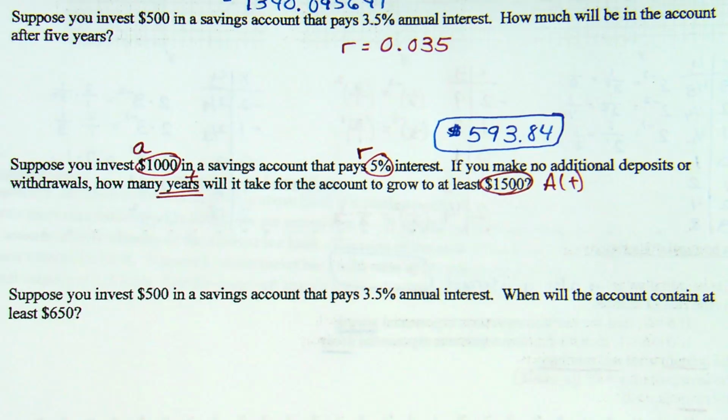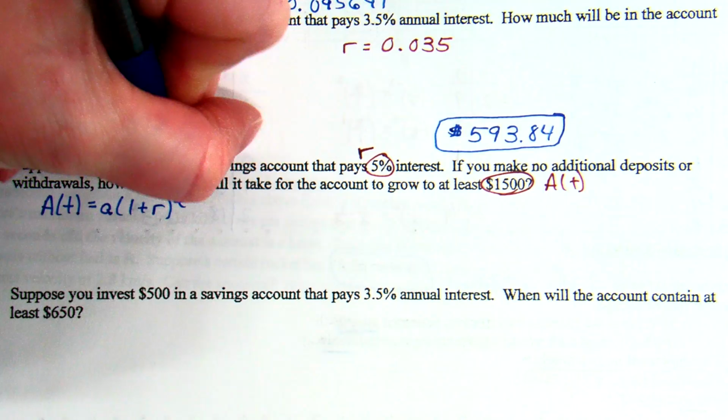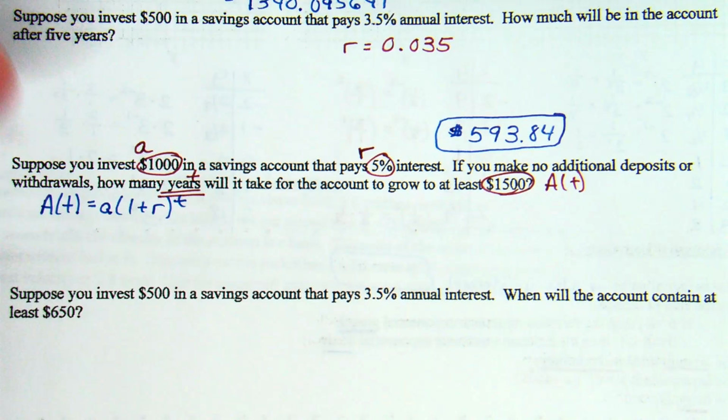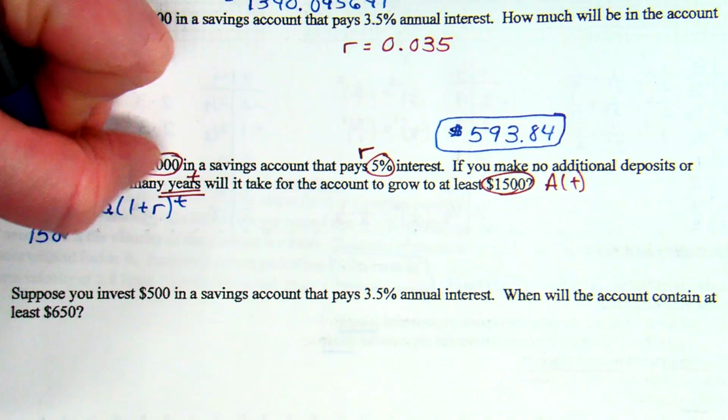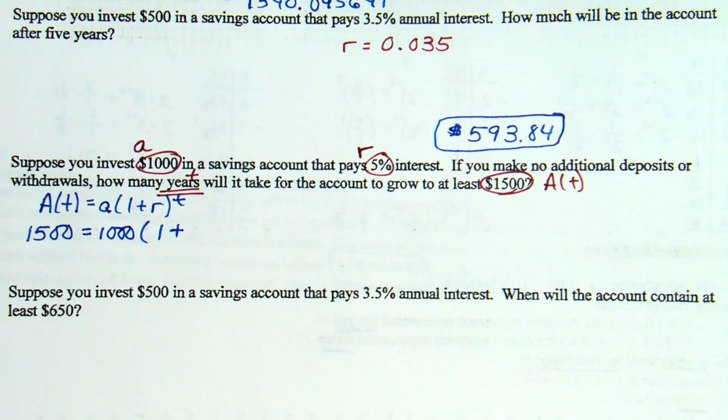Now, as we go through this chapter, one of the things we're going to learn is how to solve an equation like this. You'll see when we get here in a moment, we don't really have a good way to solve it right now. So let's set up this equation. A of t equals A times 1 plus R raised to the t. Let's fill in. What are we putting in for A of t? We want to know when this equation equals what? 1,500. A is 1,000. 1 plus, what am I putting in for R?